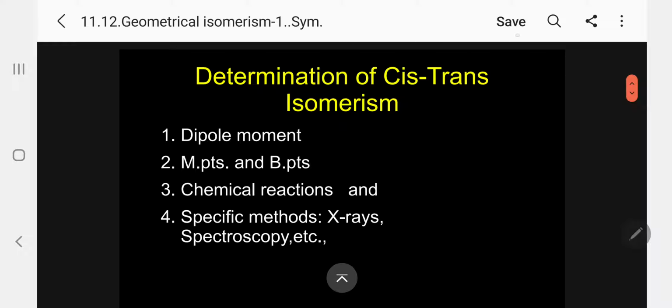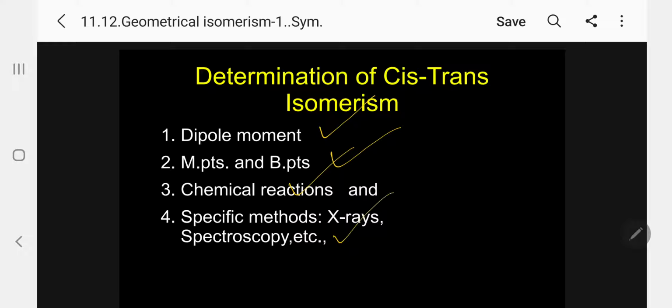So let me give some important properties to determine the cis-trans isomerism. 1. Dipole moment measurement will give the cis and trans can be differentiated. Melting point is a property we are able to differentiate cis and trans. By chemical reactions, we are able to differentiate.